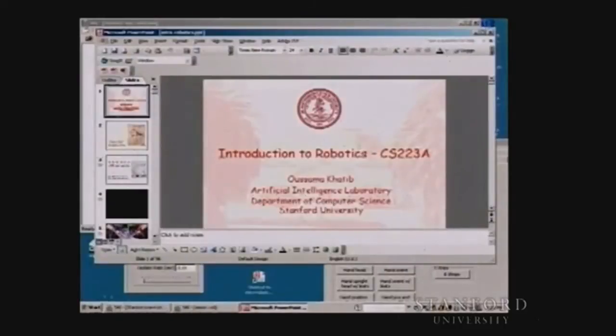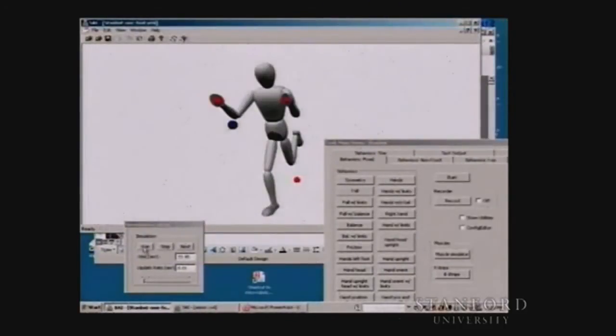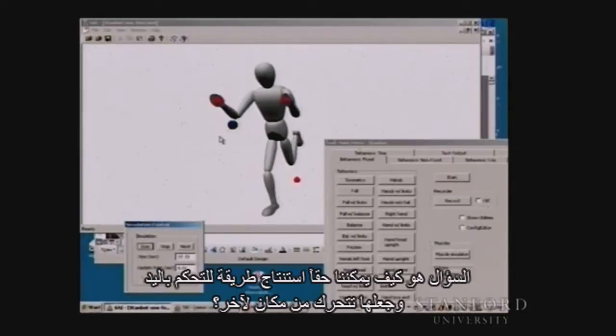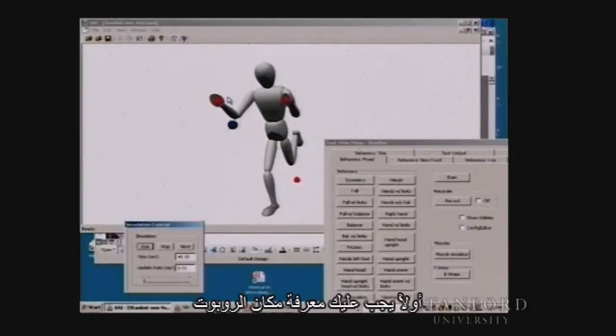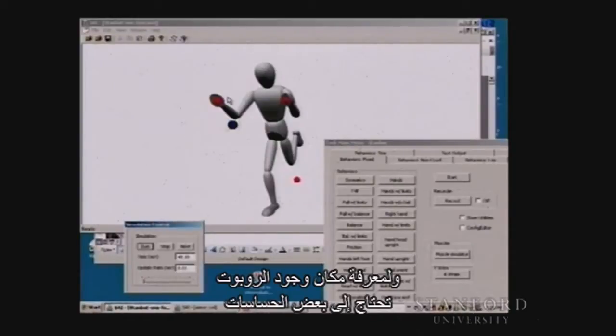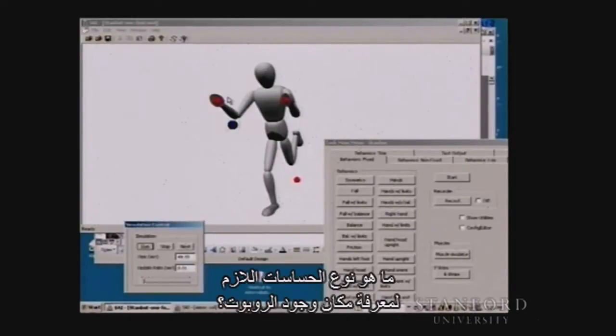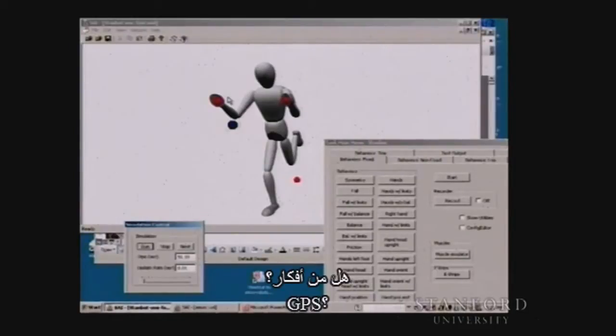So let's go back to this. I think it is quite interesting. So here is a robot you would like to control. And the question is, how can we come up with a way of controlling the hands to move from one location to another? If you think about this problem, there are many different ways of controlling the robot. First of all, you need to know where the robot is. And to know where the robot is, you need some sensors. So what kind of sensors would you have on the robot to know where the robot is? Any idea?